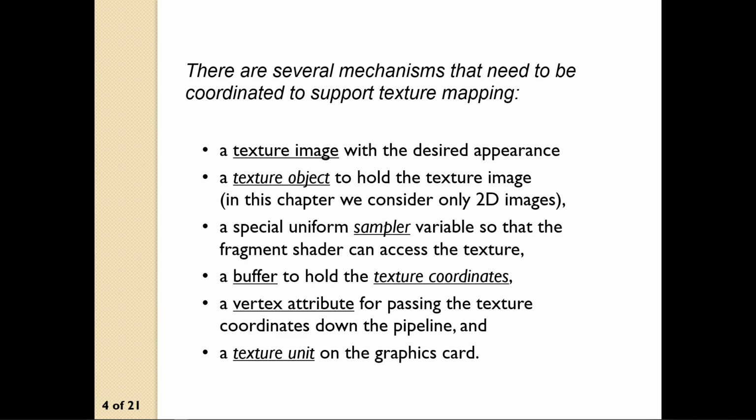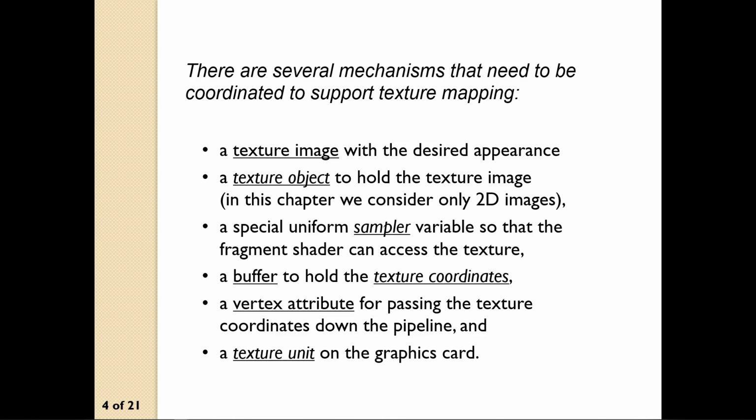Okay. So in order to set that up, let's talk about the individual components of that. There are several mechanisms that need to be coordinated to support texture mapping. It's not quite as trivial as just having a U and V coordinate, right? You have a texture image. That's your kind of albedo or diffuse texture. We will have other types of textures or maps that we'll use for other things in future shaders. But for now, we just have a texture image that will have the diffuse color information for the appearance of the object. There's going to be a texture object that's going to hold the texture image.